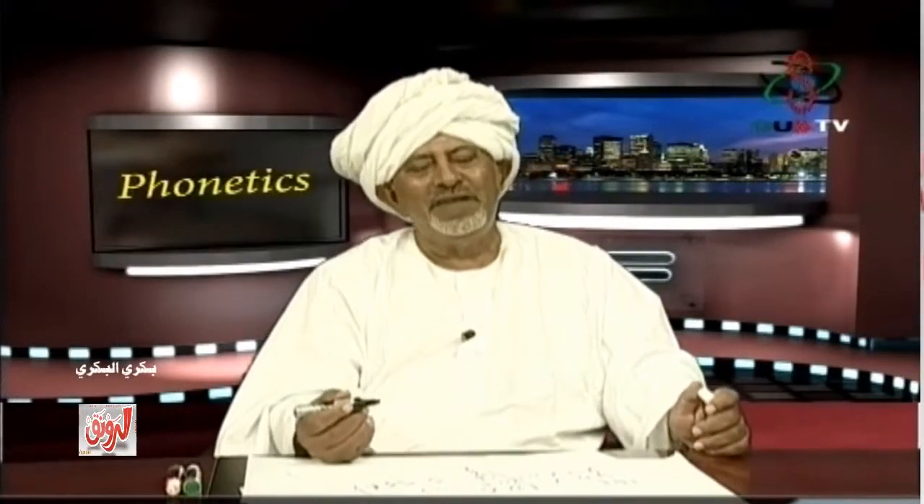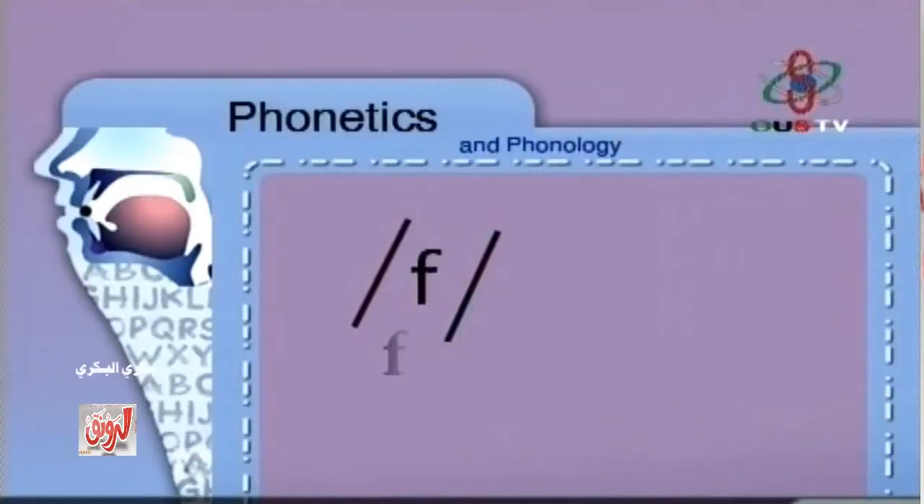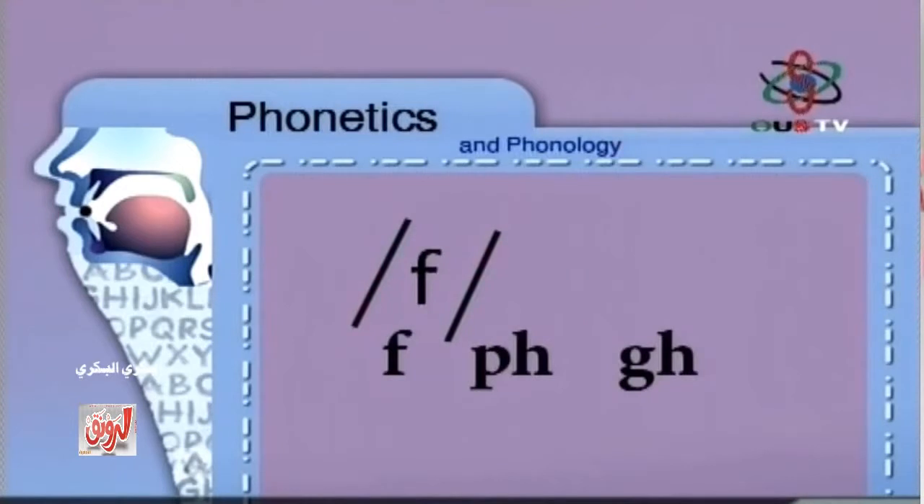The sound f. Sometimes it's F, like far, from. Sometimes it's PH, like physics. Sometimes it's GH, like enough, tough, rough. So there is no consistency between the sounds and the letters.